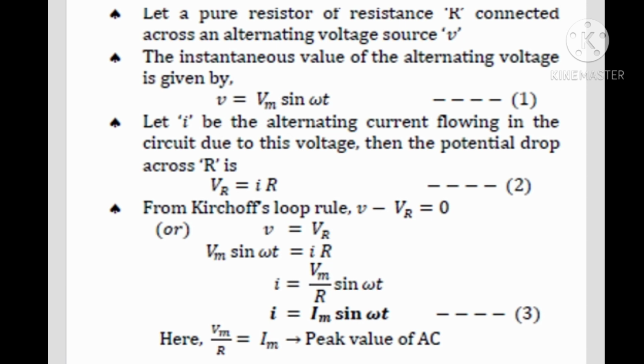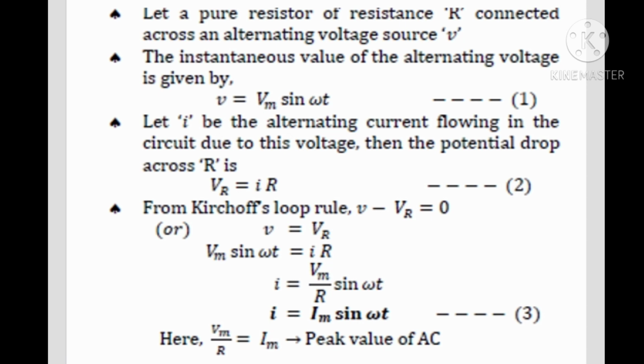Let small i be the alternating current flowing in the circuit. Due to this voltage, the potential drop across capital R can be written as VR is equal to i into R. This is equation number 2. From Kirchhoff's loop rule, we can write V minus VR is equal to 0. Hence, V is equal to VR. So, we can equate equation 1 and equation 2.